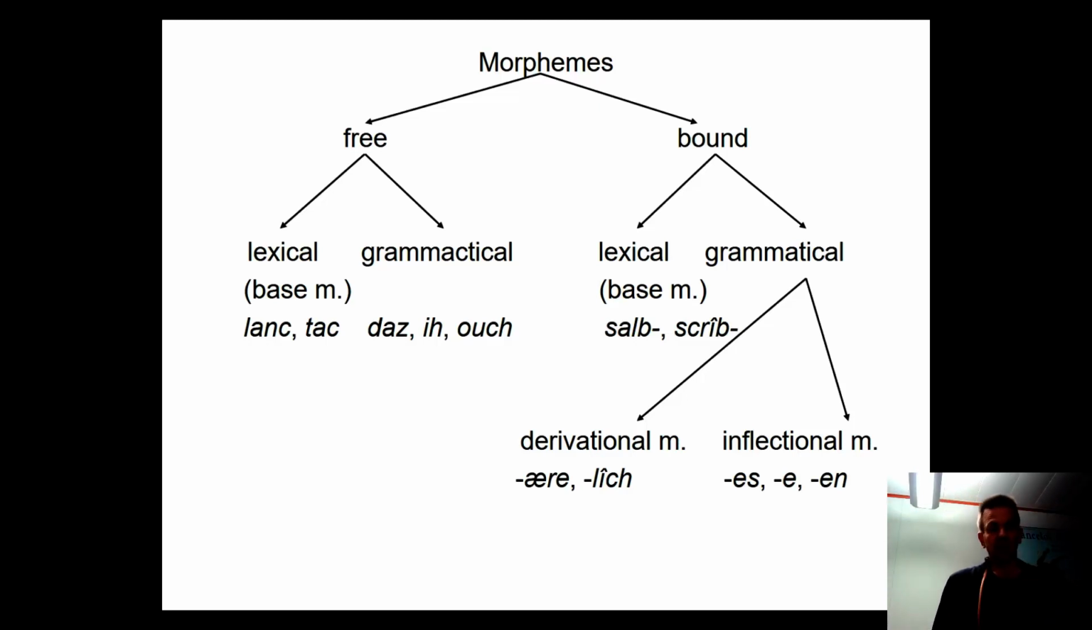Middle High German lang can occur alone and is to be determined as a free base morpheme, while Middle High German salb can only be realized in connection with an inflectional ending and must therefore be understood as a bound base morpheme, which occurs, for example, in the imperative form salbe. Middle High German ich carries exclusively grammatical information. The pronoun realizes the first person singular but can occur alone, while derivational morphemes such as ere in tichtere, which means author, and inflectional morphemes such as the genitive singular ending s are always realized in a bound form.